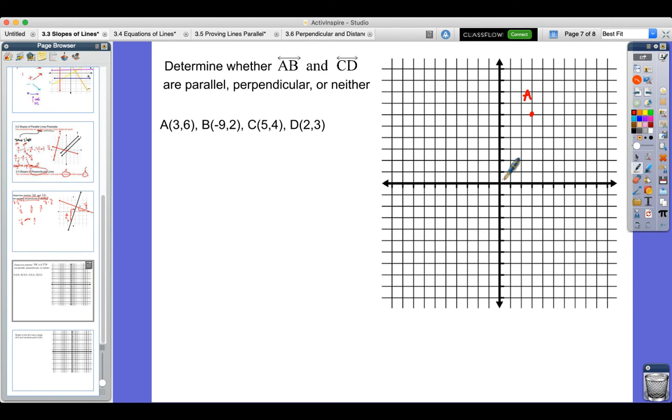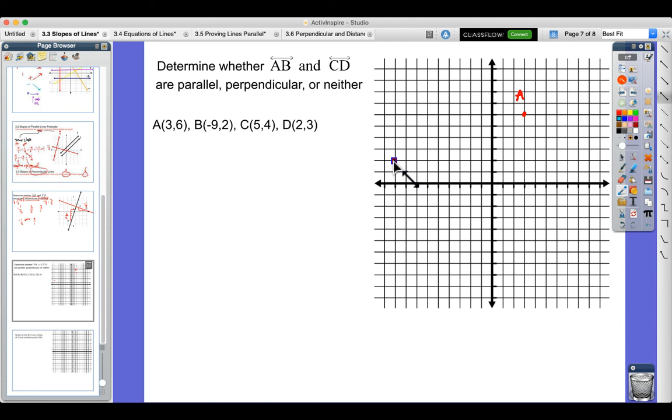Our B point will be negative 9, positive 2. 1, 2, 3, 4, 5, 6, 7, 8, 9. Negative 9, positive 2. 1, 2. Right there. All right. And then let's go ahead and connect them as well while we're here. We're going from there to there. Okay, I'm extending this way a little bit. There we go. That looks nice.